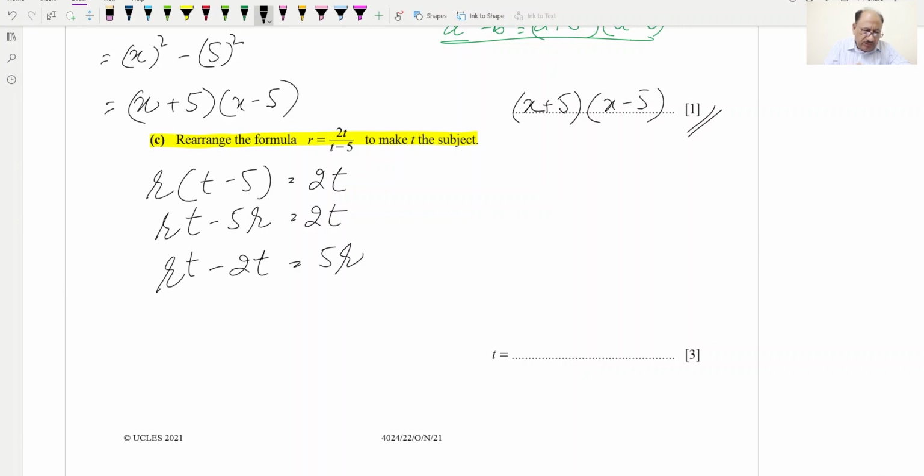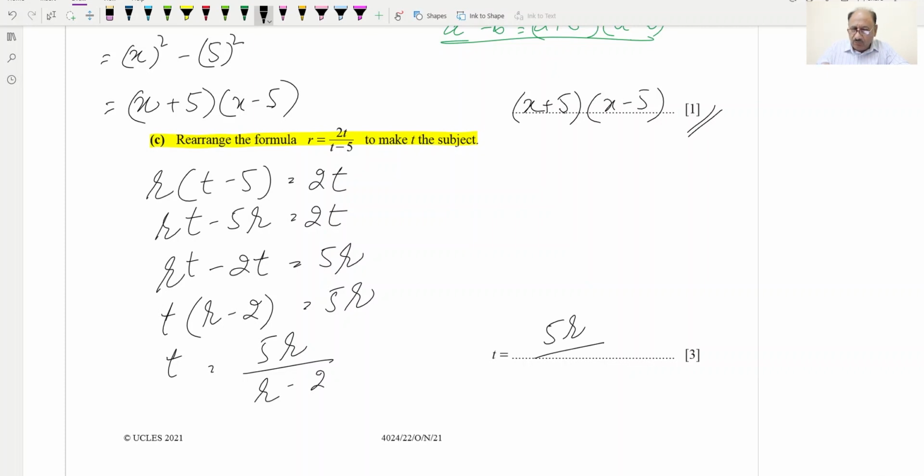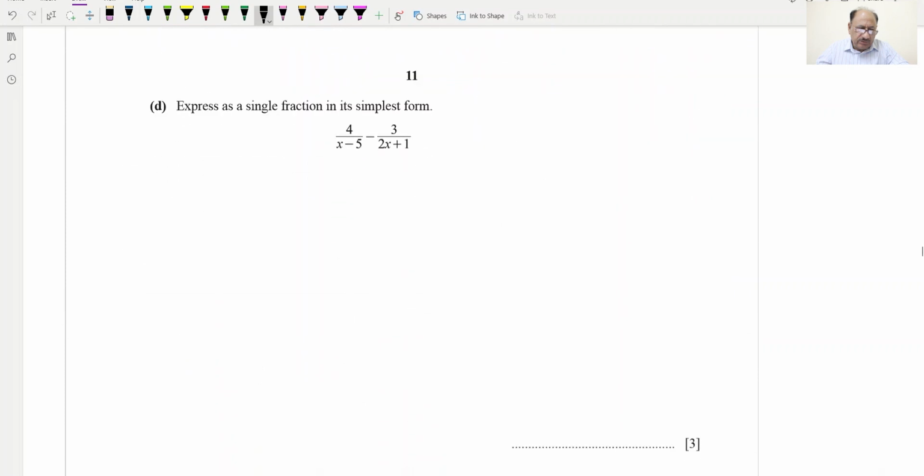Now we can take t common, so inside will be r minus 2 is equal to 5r, and t will be equal to 5r divided by r minus 2. So this will be t is equal to 5r over r minus 2. This will be the final answer for the 3-mark question. This is a very easy, straightforward question.